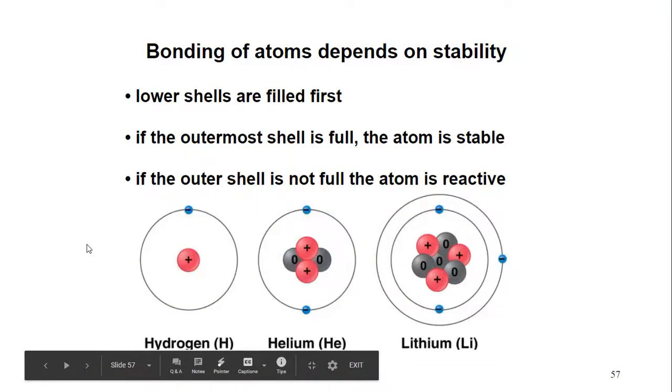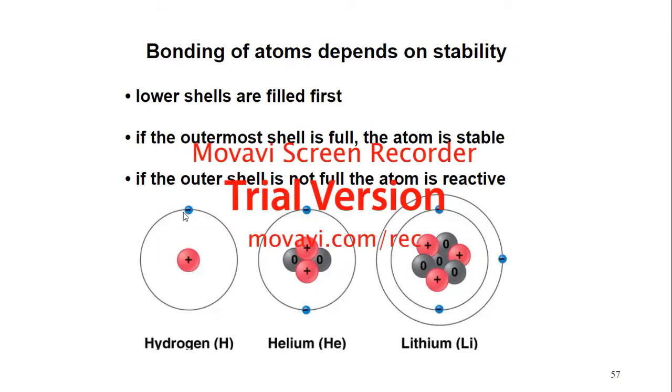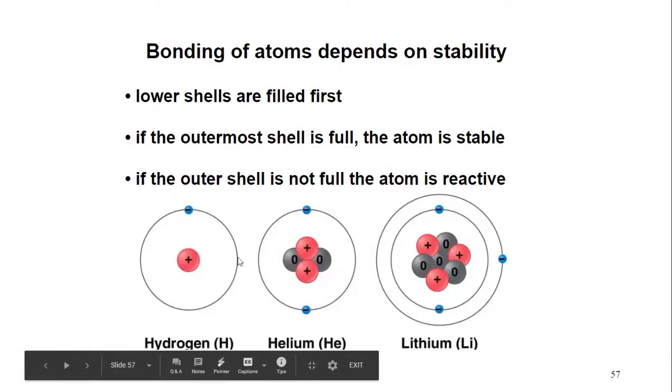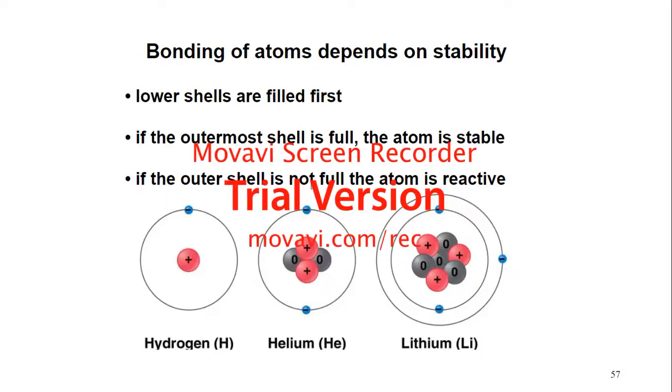All right, so again, I talked about hydrogen. It only has one electron, okay? But in this lower shell, 2 electrons is full. So hydrogen, very chemically reactive. Helium does not chemically react at all because its outer shell is full with 2.